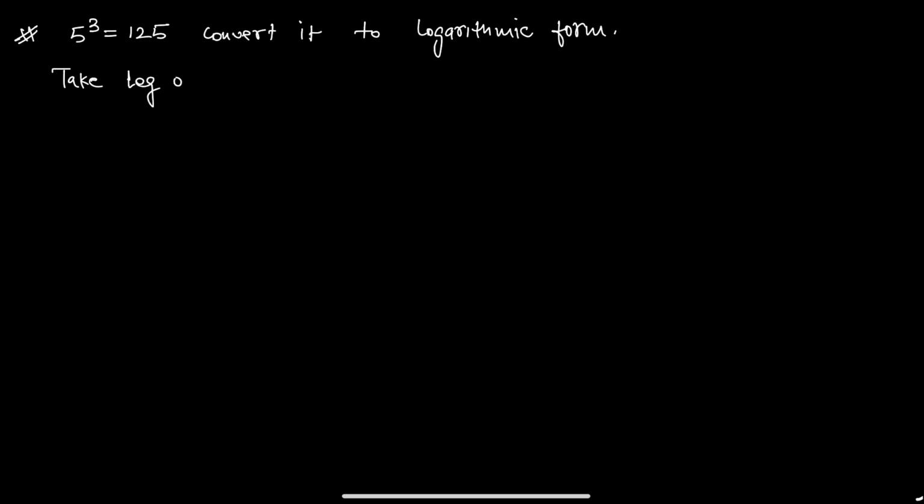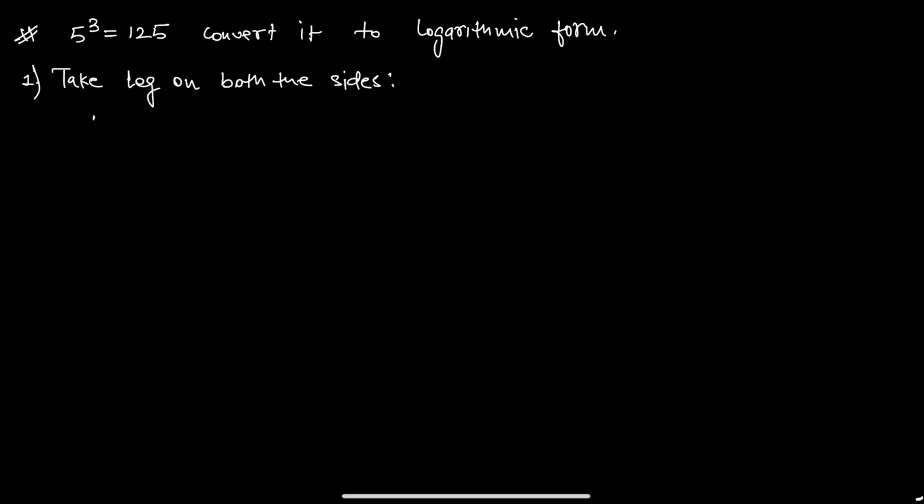This is our first question of this video, where we have an expression 5 raised to the power 3 equals 125, and we need to convert it to logarithmic form. So we need to convert an exponential form to logarithmic form. First of all, you need to take log on both the sides. I'm writing down these steps so that everyone can understand and remember how we solve these questions. So the first step is to take a log on both the sides.